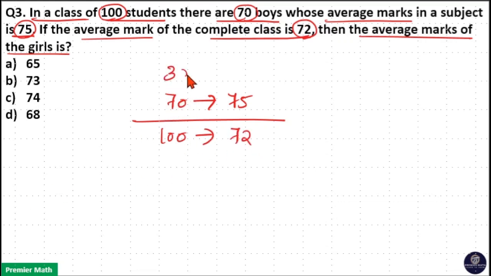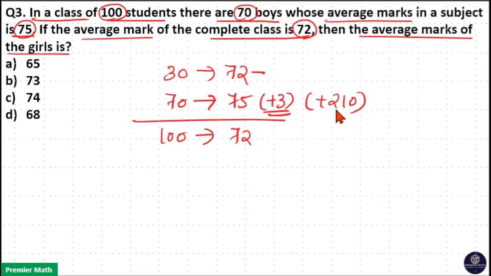70 plus 30 is 100, which means there are total 30 girls and we need to find out the average of these 30 girls. Total average is 72 and boys' average is 75, which means the girls' average must be less than the total average 72, because the boys' average is greater than the total average. Now if I take the common average as 72, then 75 is plus 3 greater than 72. So this plus 3 extra average is for these 70 students. So plus 3 into 70 is equal to plus 210 marks.